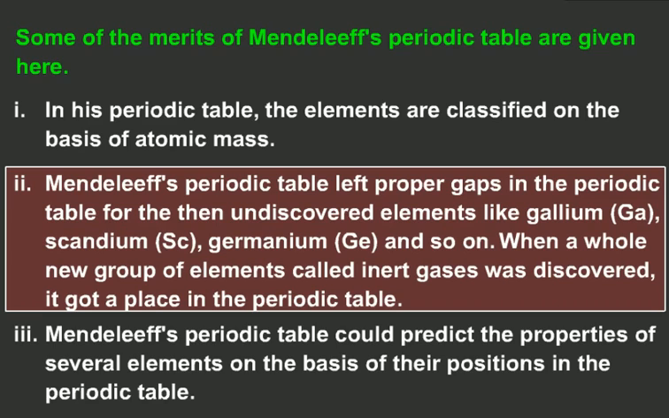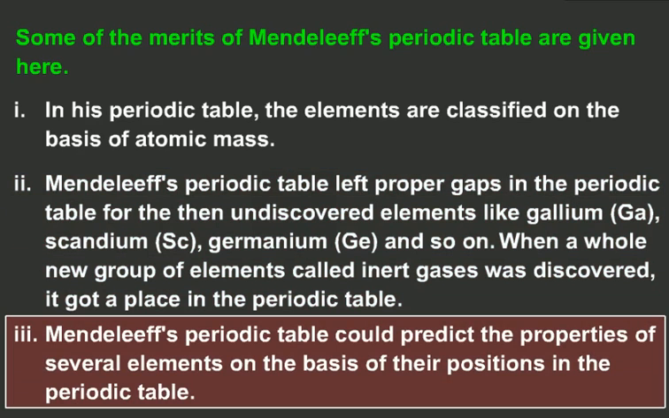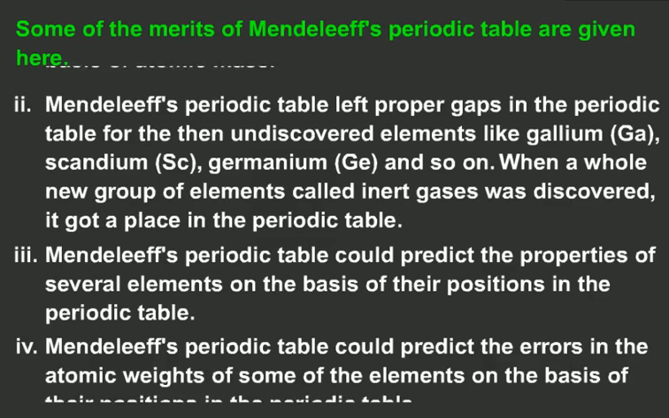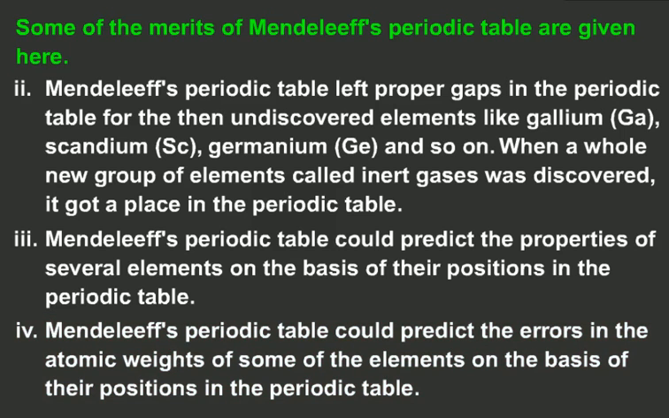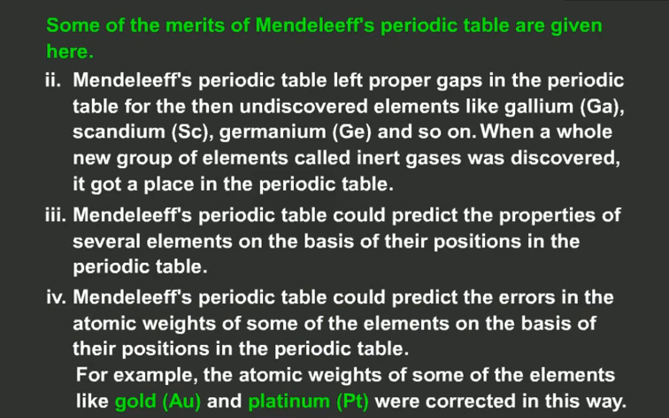When a whole new group of elements called inert gases was discovered, it got a place in the periodic table. Number 3. Mendeleeff's periodic table could predict the properties of several elements on the basis of their positions in the periodic table. Number 4. Mendeleeff's periodic table could predict the errors in the atomic weights of some of the elements on the basis of their positions in the periodic table. For example, the atomic weights of the elements like gold, denoted by Au, and platinum, denoted by Pt, were corrected in this way.